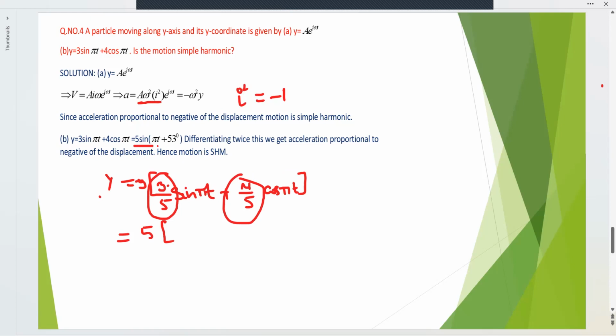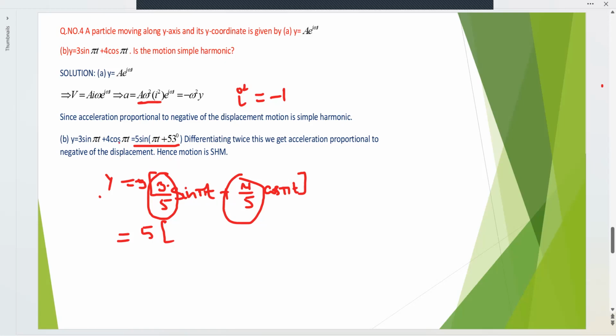So I hope you got this one. We are multiplying and dividing by 5. Then 3 by 5 is written as cos 53, and 4 by 5 is written as sine 53. Then it is just like cos A sine B plus sine A cos B. So writing it as sine of A plus B, that is 5 sine of pi t plus 53.